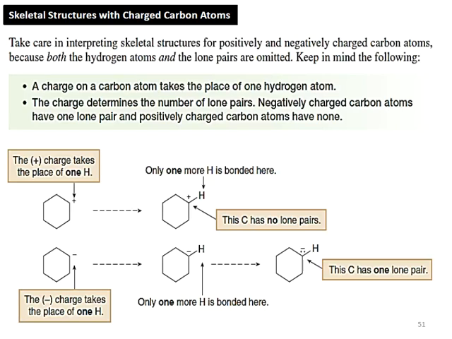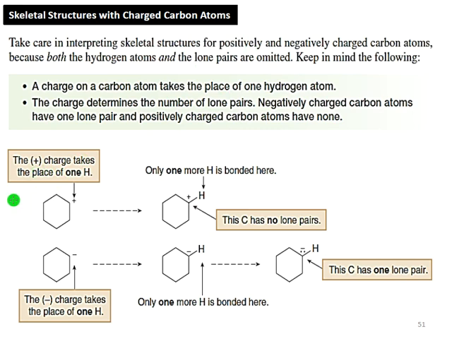Hi everyone, our lecture today is about skeletal structure with charged carbon atoms. And we know the carbon in the normal case without charge must be tetravalent, okay? Then if we look at this carbon here, it means this carbon has two hydrogens on this side.